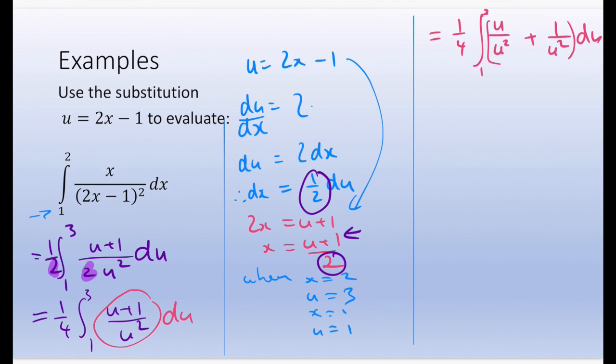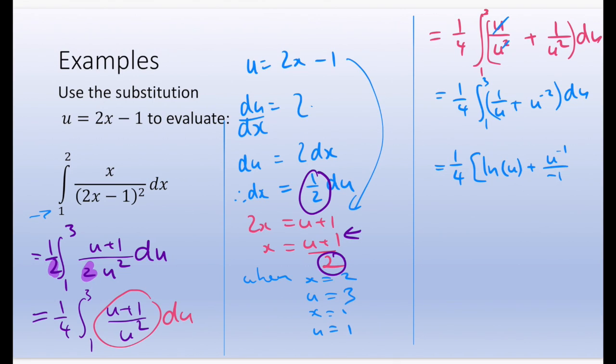So obviously I can cancel a u here and a u there. So that's what I'll do. And I'm going to change this to a negative index, and hopefully you know why. And then I'm just going to keep going. All right. So now that is just log. All right. That's the easiest one there is. And then the next one will be u to the negative 1 over negative 1. Okay. And that's all 3 and 1.